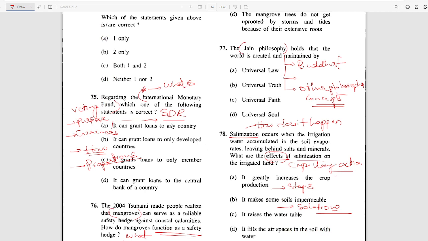The next question is regarding the International Monetary Fund. Which one of the following statements is correct? It can grant loans to any country. It can grant loans to only developed countries. It grants loans to only member countries. It can grant loans to central bank of a country.